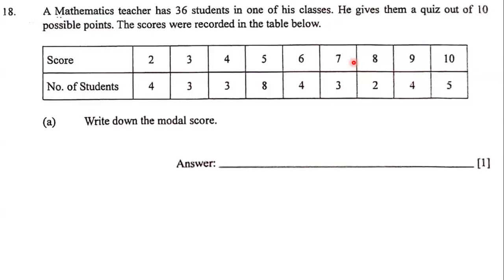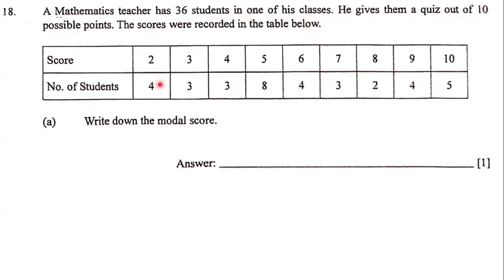A mathematics teacher has 36 students in one of his classes. He gives them a quiz out of 10 possible points. The scores were recorded in the table below. So here we have the scores, and here we have the number of students.